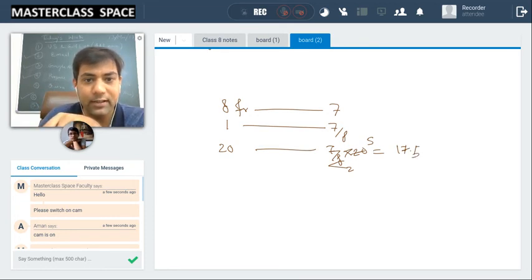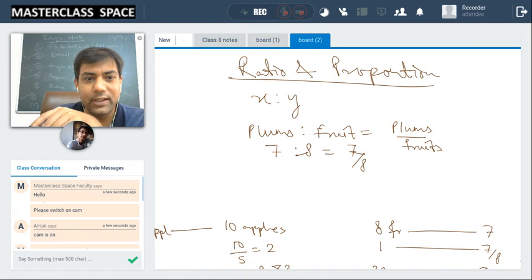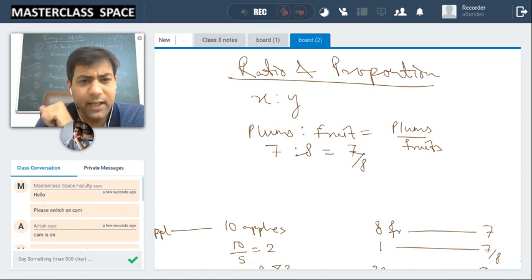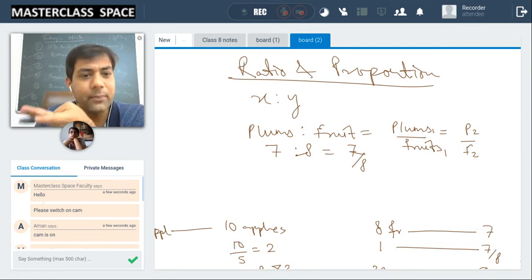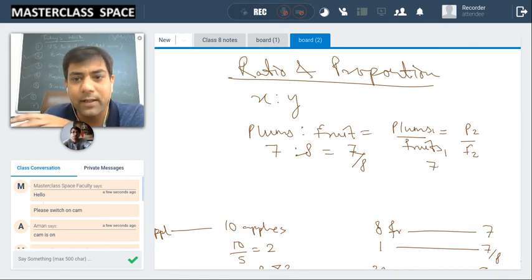You see, the board has moved automatically. This is a software thing. Now see, plums over fruit equals plums over fruit. I write plum 1 over fruit 1 equal to plum 2 over fruit 2. Actually, proportion makes our life easy. Plums: 7 for 8. Then how many plums are required for 20? Just cross multiply and get the answer.